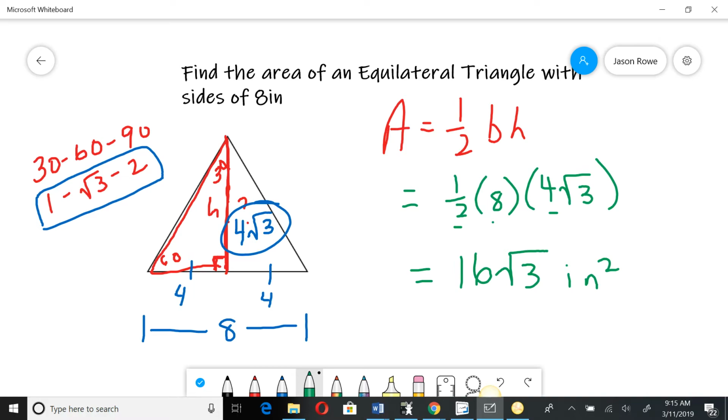So use your special right triangles on this one to figure out that height, which is going to be 4 times the square root of 3, or whatever this number is, times the square root of 3. And then fill into your formula.